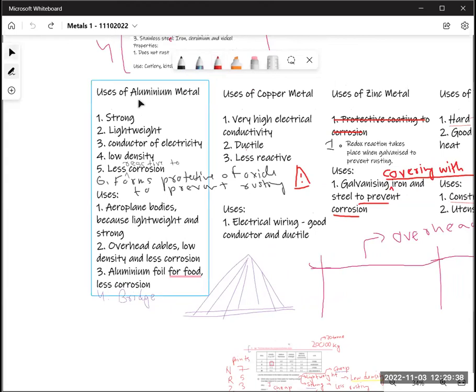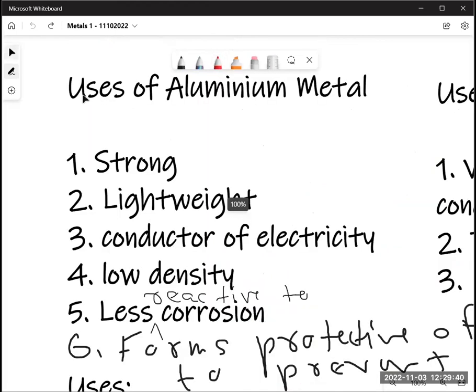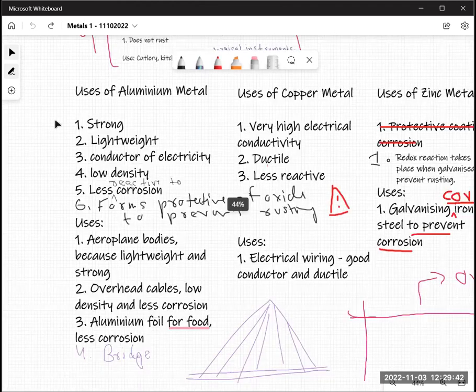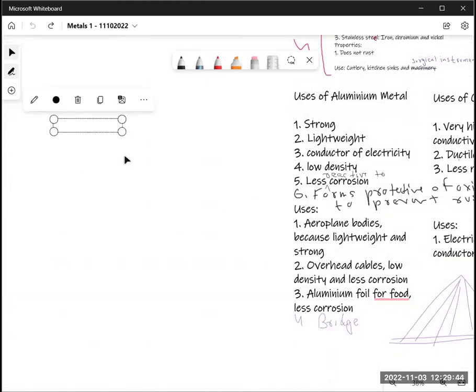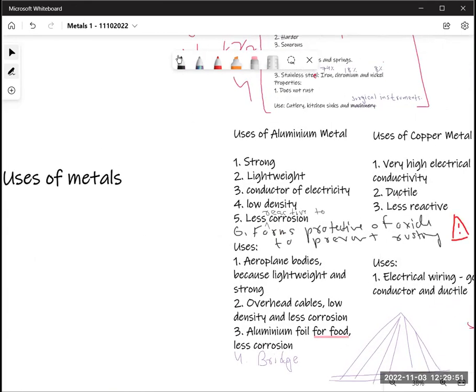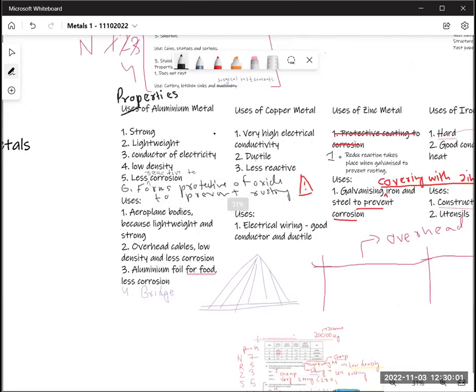First, before you write uses, this right here is the property. So we're doing uses of metals. That's fine. Uses of metals. Right, that's what we're doing. But firstly, we'll write the properties of these. These are the properties. Properties of aluminium metal. Now, Ayan, read from here.